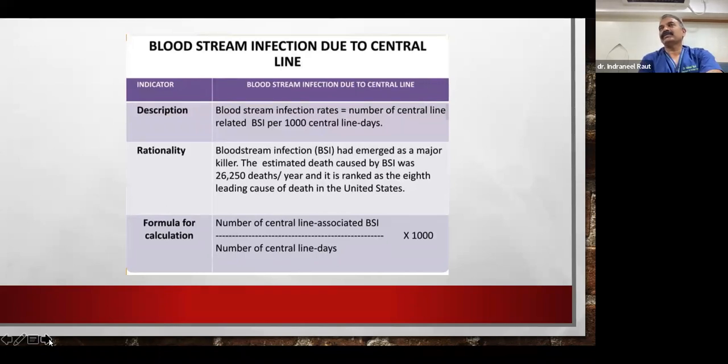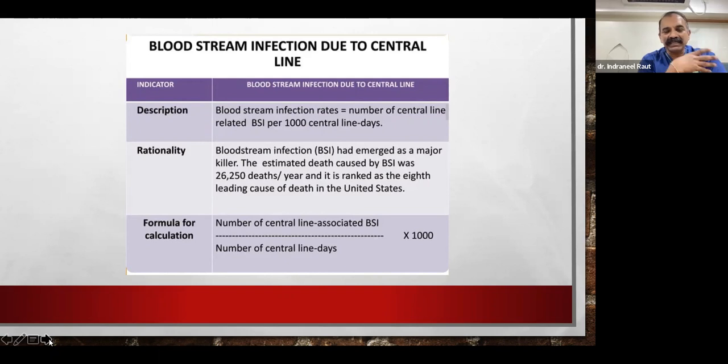Suppose you already have an infection before coming to the hospital, not CRBSI but any other, and then you get a line related to CRBSI. Or you already have an infection in the body in some other place, and then you grow something from the central line. It's not considered a CRBSI. So there are a lot of nitty-gritties in the formulas. But the formula is simple.